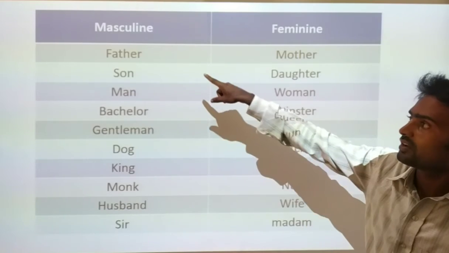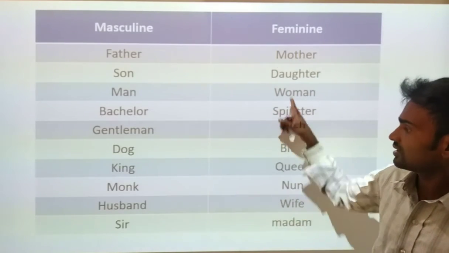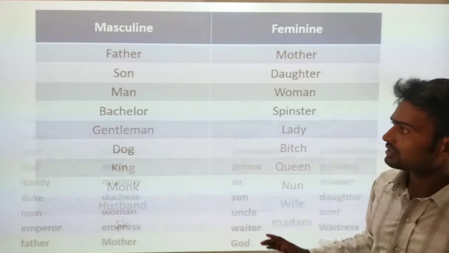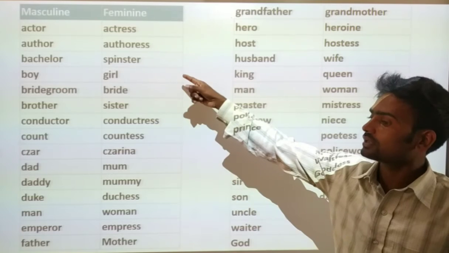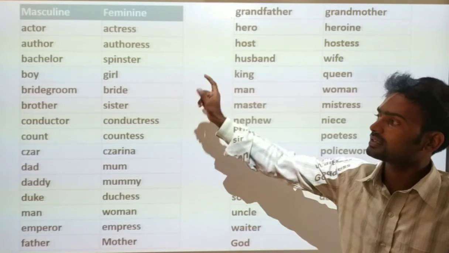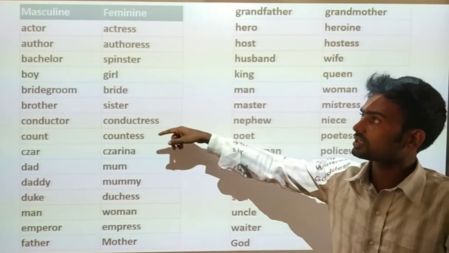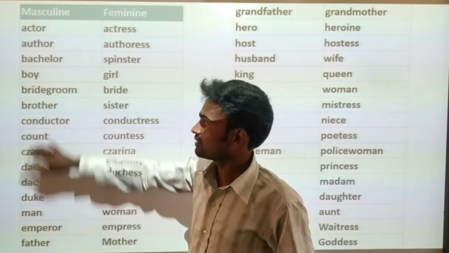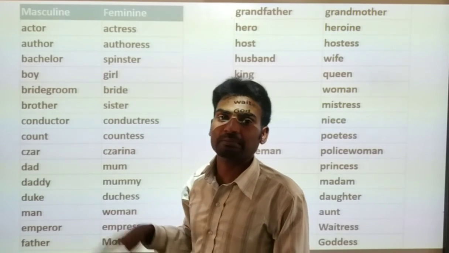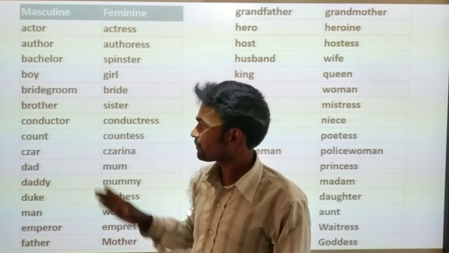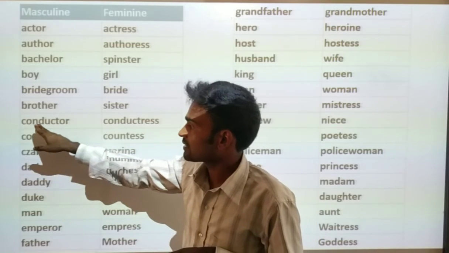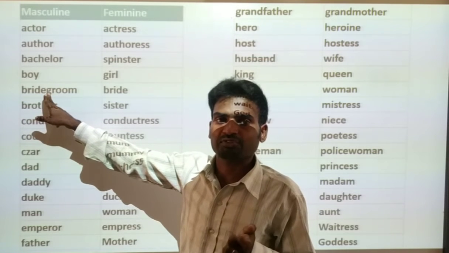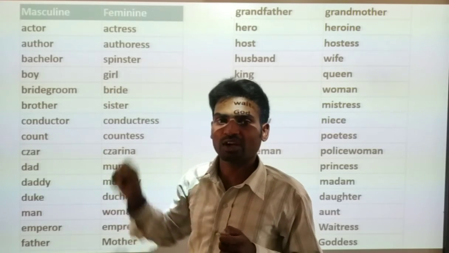I brought some more examples for you. Father, mother, son, daughter, man, woman, bachelor, everything. Here monk, nun, husband, wife, sir, madam. So some more we have: actor, actress, author, authoress, bachelor, spinster, boy, girl, bridegroom, bride, brother, sister. All this comes masculine and feminine. These are different names, but the word is completely changed. Okay? Same conductor, conductress. See, bridegroom, we call it for boys, bridegroom before they marry. The bride is only for the girl.